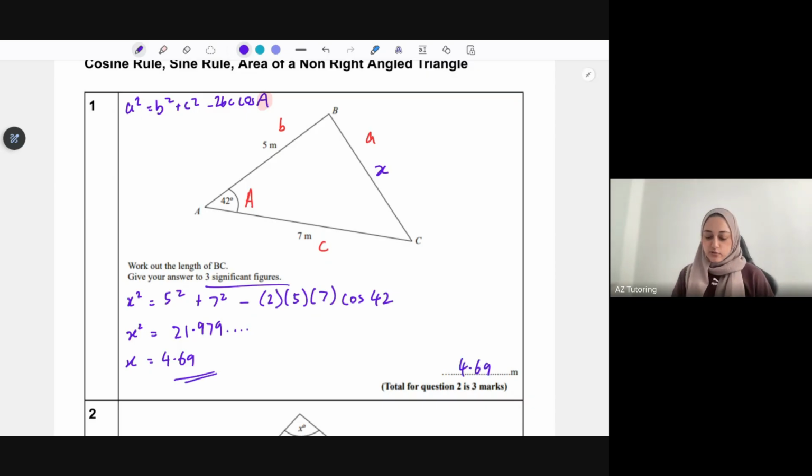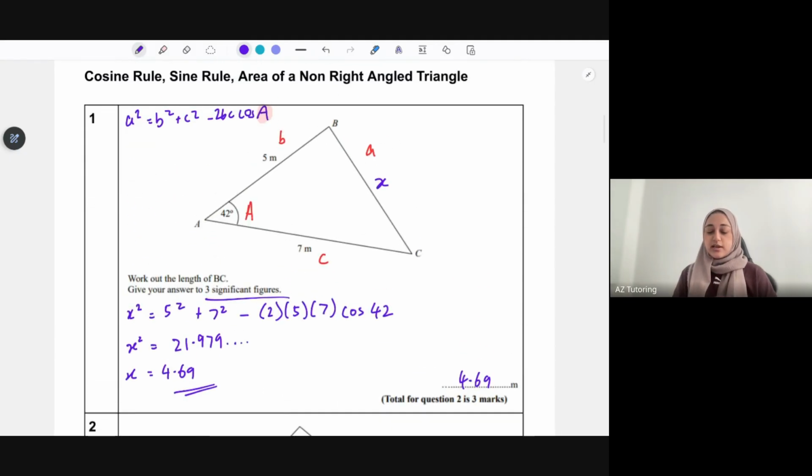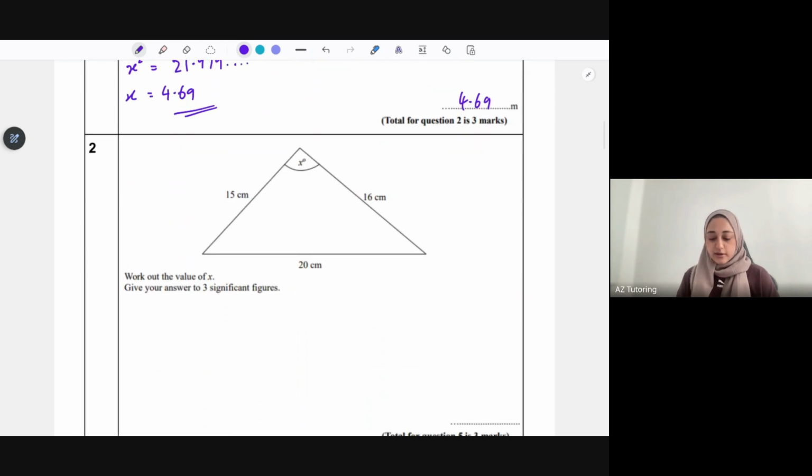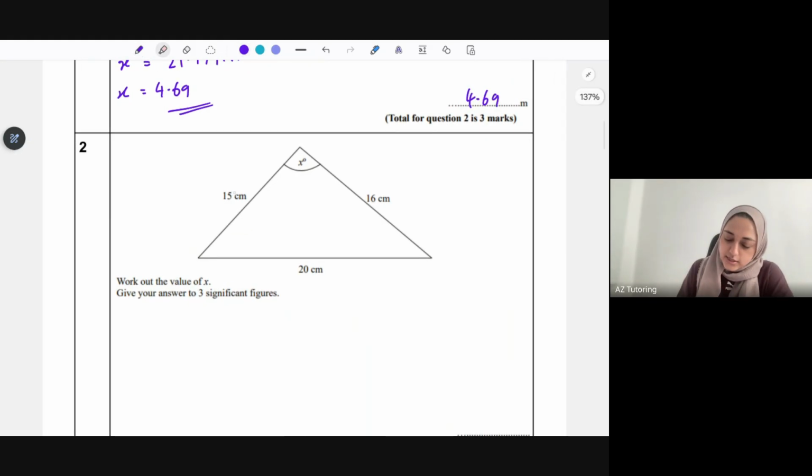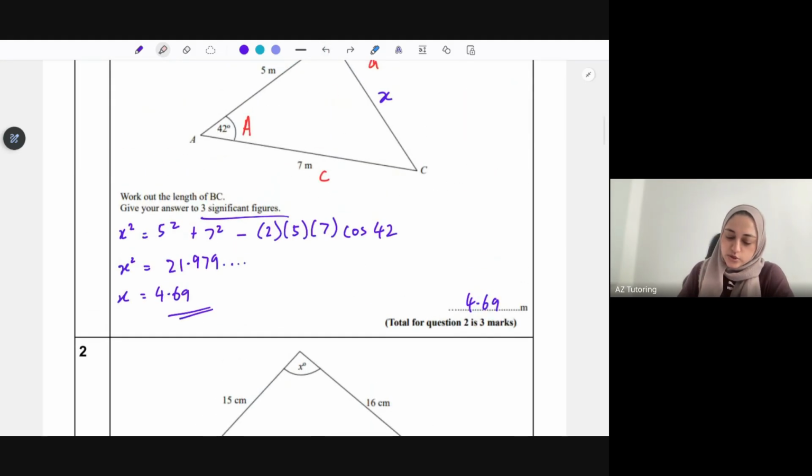Okay, so that's cosine rule with the length that we found. So now let's use cosine rule to work out an angle. Work out the value of x, give your answer to 3 significant figures. The reason why I know I'm using cosine rule is, again, we've got 3 lengths, A, B, C, and we've got 1 angle that we're trying to find. So we're using the cosine rule again.